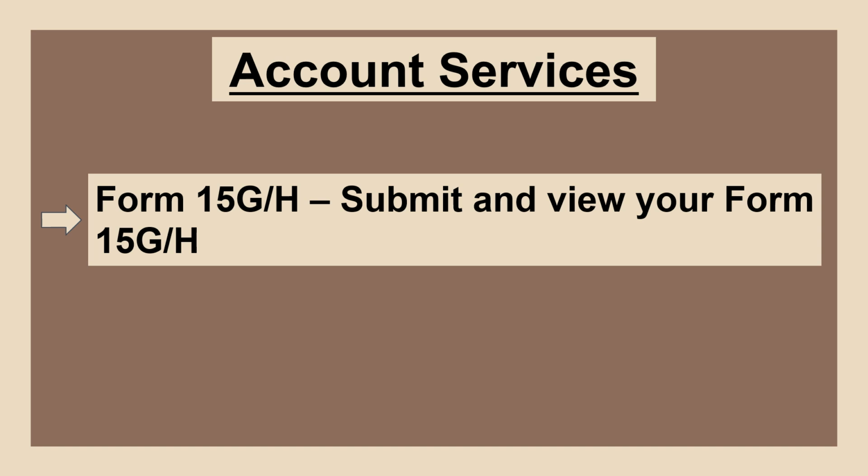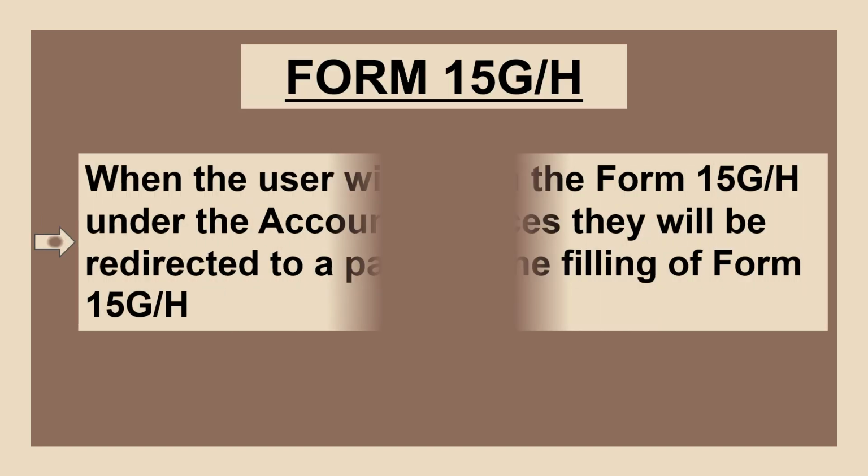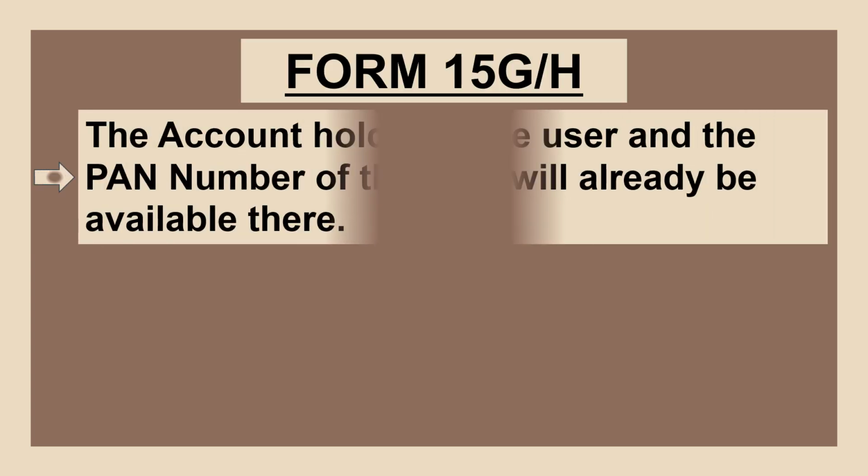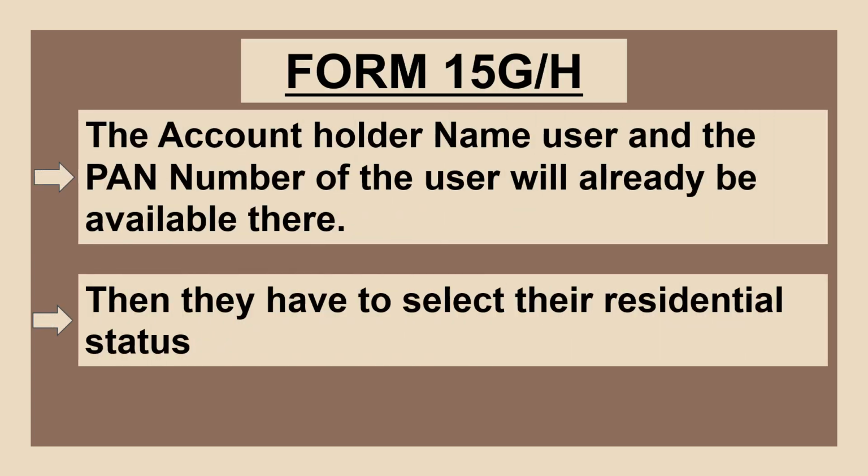Form 15G or 15H. Submit and view your form 15G or 15H. When the user taps on the form 15G/H under the account services, they will be redirected to a page for the filling of form 15G/H. The account holder name and the PAN number of the user will already be available there. Then they have to select their residential status.